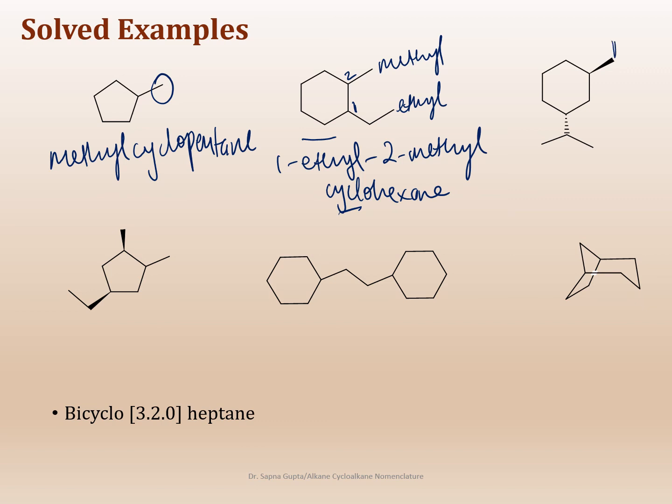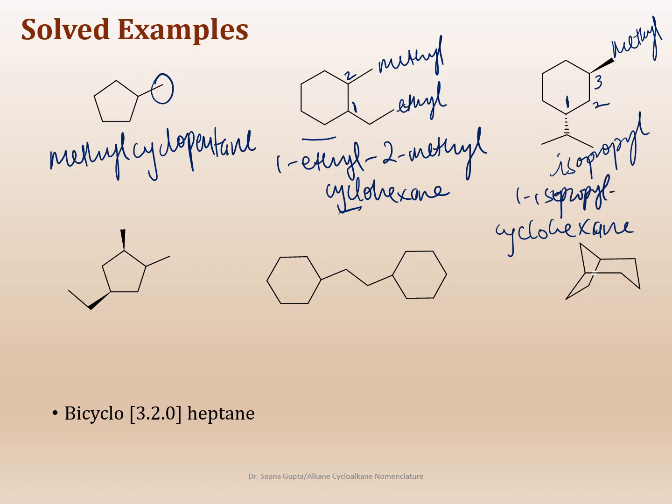In the third one, I have a methyl group, and then this is isopropyl. Isopropyl is alphabetically lower than the methyl group, so I will start my numbering from isopropyl 1, 2, and then 3, not the other way around. Otherwise the methyl group will have a higher number, so I don't want that. My base name is cyclohexane. Let me go ahead and write the 1-isopropyl-3-methyl. I'm running out of room.